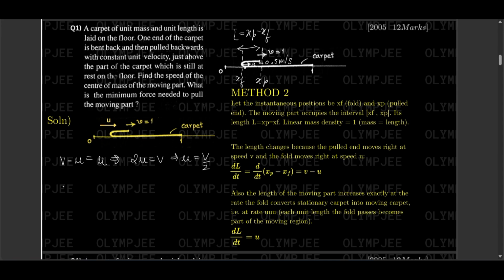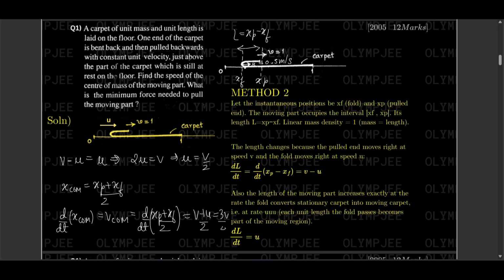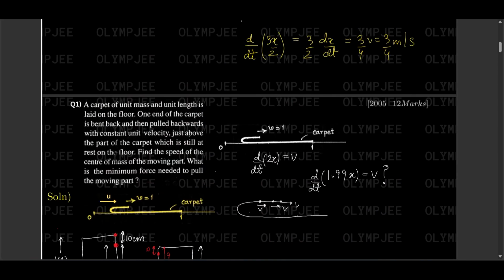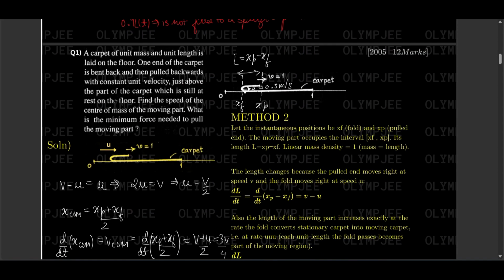And we know that the x coordinate of the center of mass is given as (xp plus xf) by 2. If we differentiate this, then we get that d by dt of x of center of mass, which is the velocity of center of mass, is equal to d by dt of (xp plus xf) by 2, which is equal to (v plus u) by 2. Since u is equal to v by 2, we get 3v by 4, which is the same as we got in the first method. So this was a very nice question.